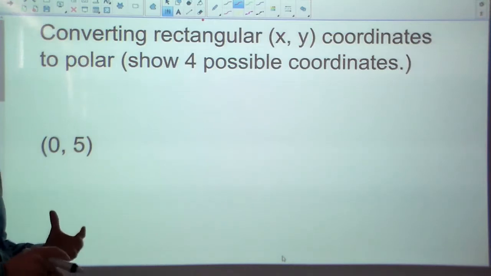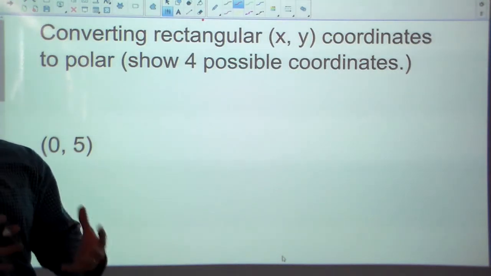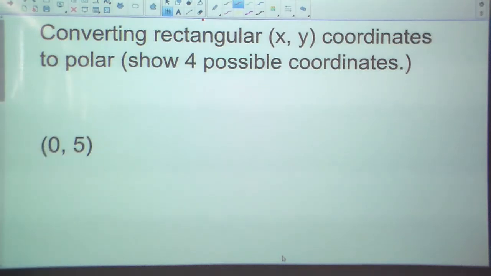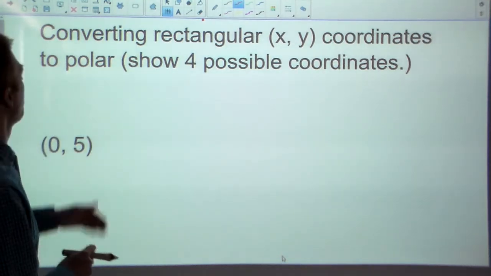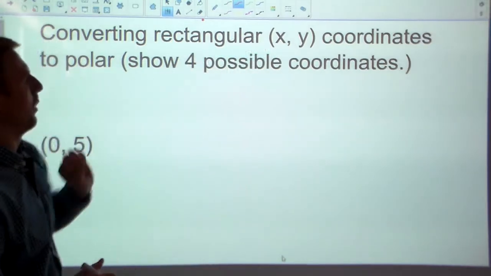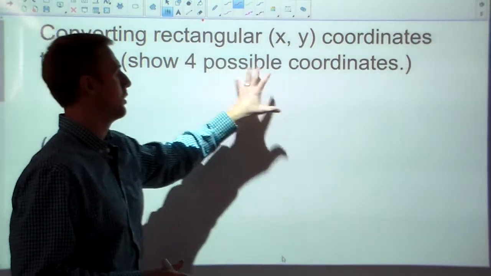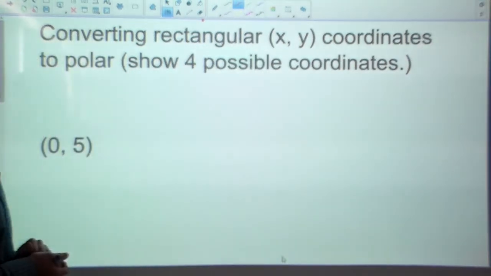Now if we go the other direction, we've got to be careful. There's at least 4 main ways we can answer this. It's kind of strange, but you'll see why as we do a few of these. So convert the rectangular xy coordinate back to polar form. And I did make a note: show 4 possible coordinates.